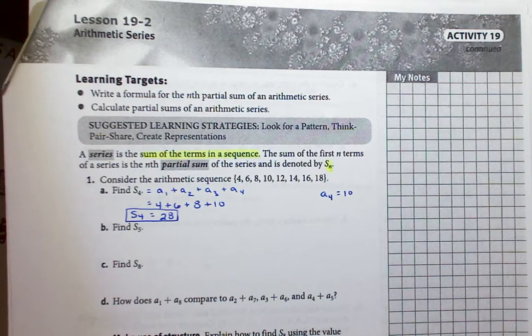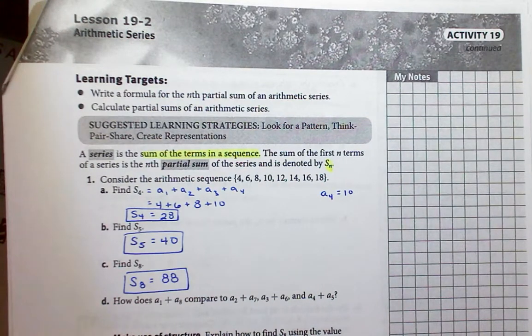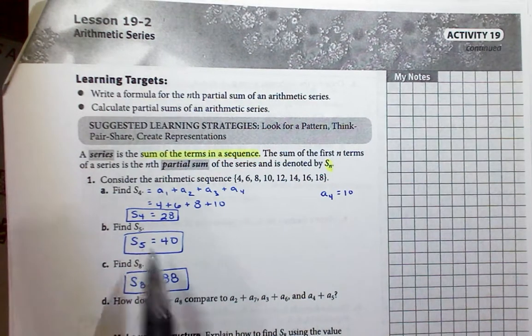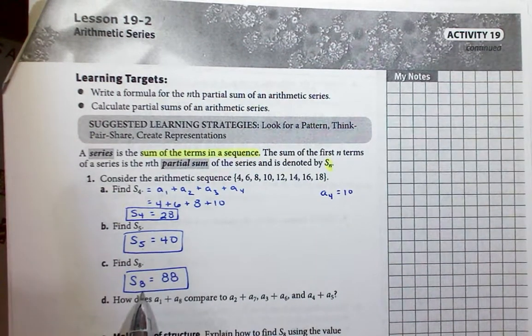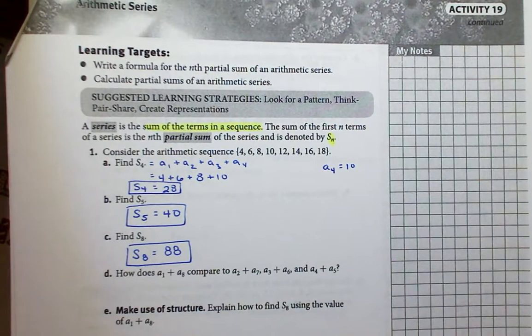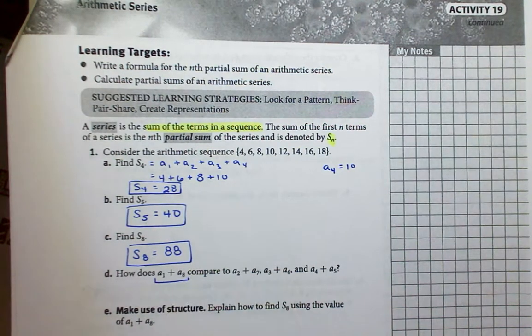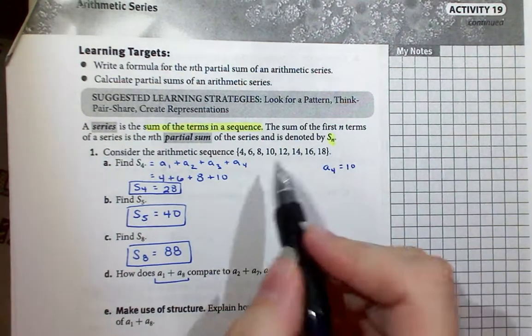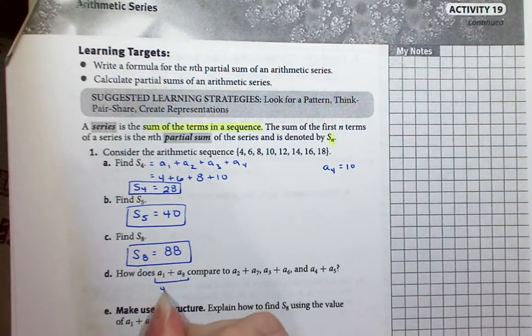All right, the answers to B and C are 40 for letter B and 88 for letter C. Hopefully you got those right. Again, you're just adding up the first 5 terms on B, adding up all 8 terms on letter C. Now on D it says, how does a sub 1 plus a sub 8 compare to a sub 2 plus a sub 7, a sub 3 plus a sub 6, and a sub 4 plus a sub 5? Basically they're saying, what do these equal? So a sub 1 plus a sub 8 would be 4 plus 18, which is 22.